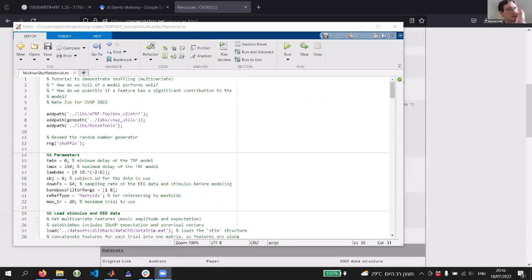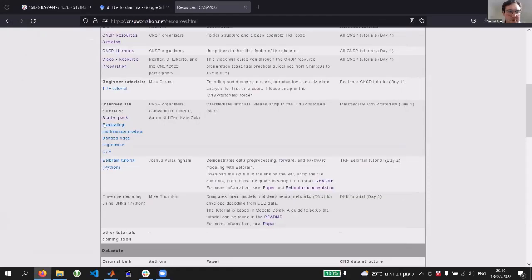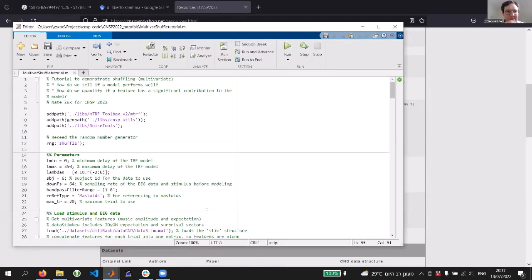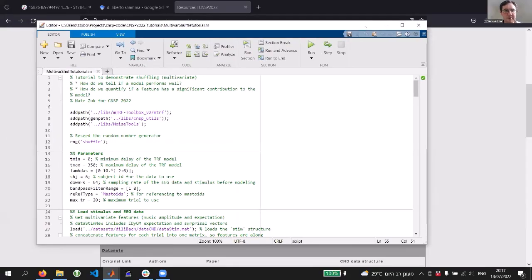Okay, so the second tutorial, I'm going to be working with this one, evaluating multivariate models. I'll be addressing something Liberty mentioned, figuring out how good your models are doing. I'm going to be looking at it in a couple of ways: just generally how well the model does, but also trying to figure out whether or not specific features contribute to the model.